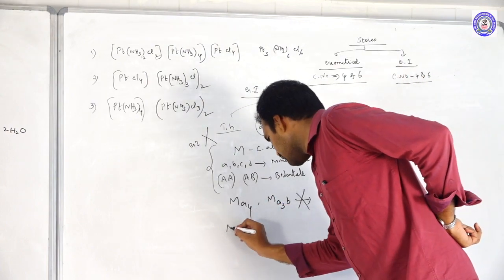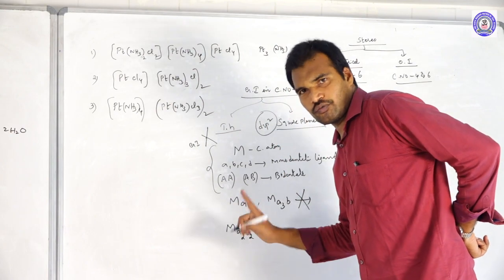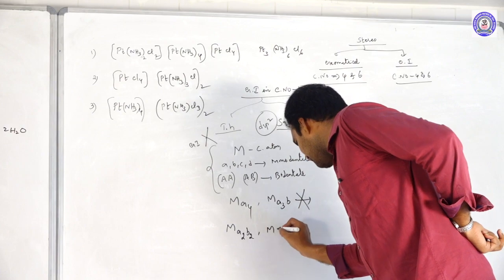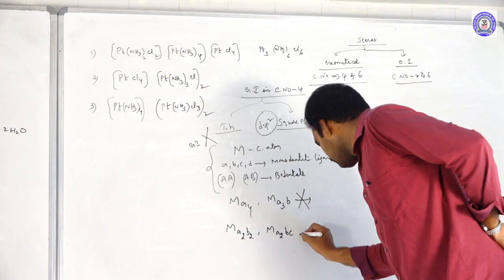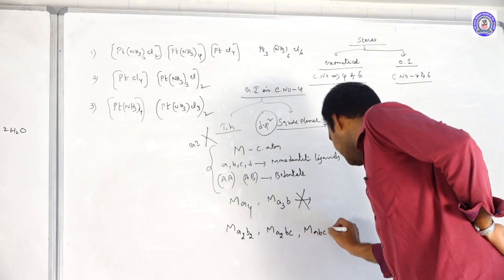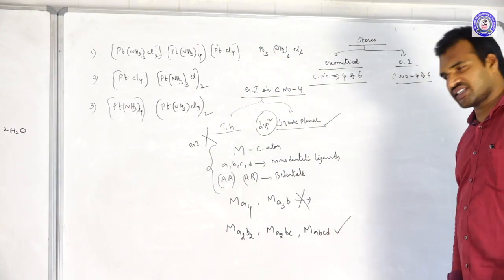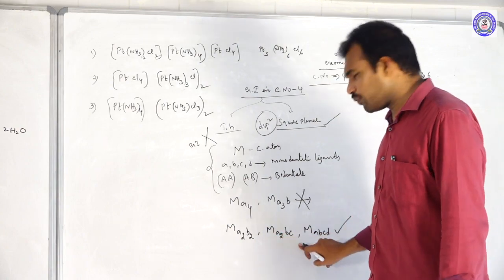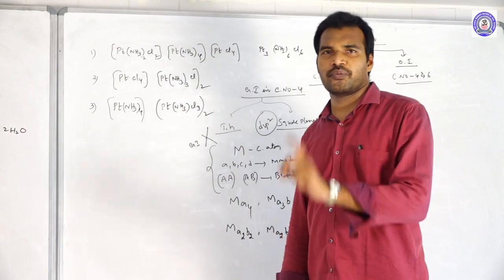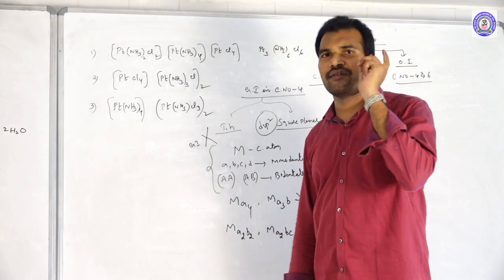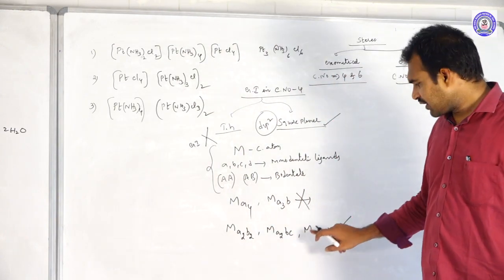Next, MA2B2 can show. MA2BC can show. MABCD can show. So a total of 3 general representations can show. MA2B2, MA2BC, MABCD: these 3 complexes only can show geometrical isomerism in complexes having coordination number 4. Clear?